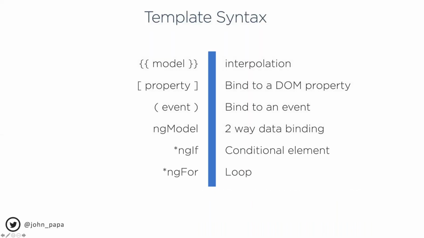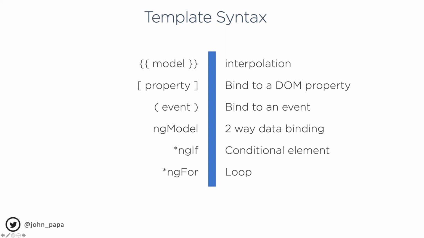All right, a quick summary, because there's a lot of template syntax. First, the curly braces with a model. That is called interpolation, and that's our one-way presentation of data from a component to the screen. Then, if we want to bind to a DOM property, like the source of an image or an href for an anchor tag, we could just wrap it with these square brackets.